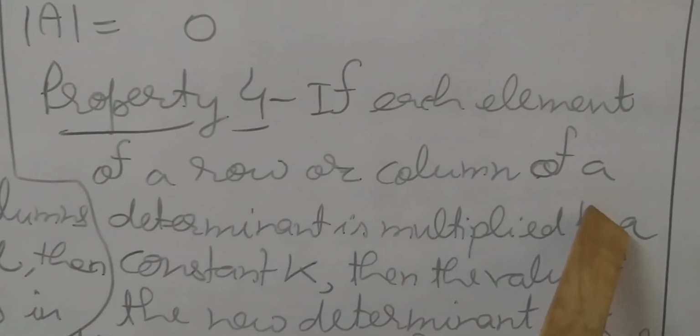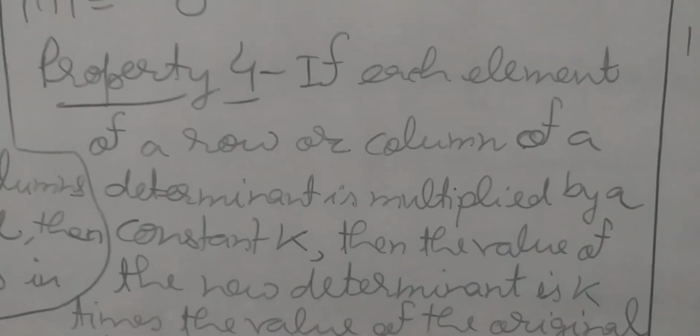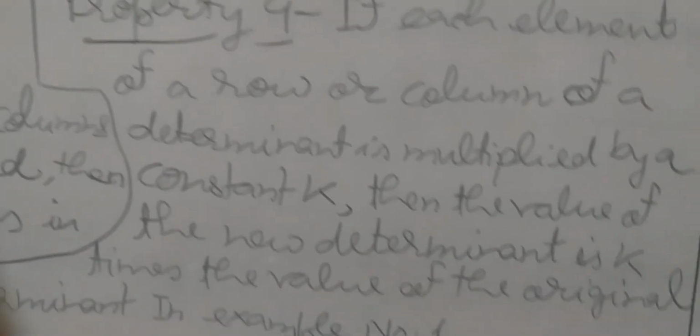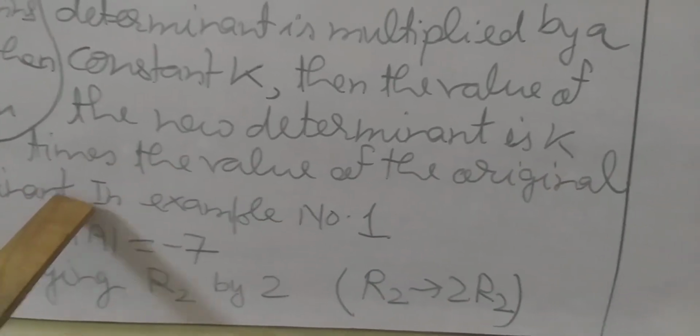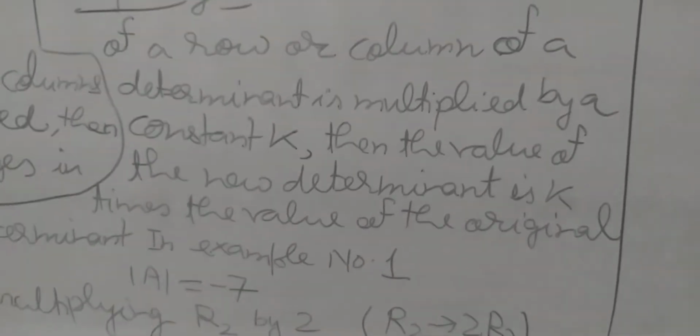Now students, next property, property 4. If each element of a row or column of a determinant is multiplied by a constant k, then the value of the new determinant is k times the value of the original determinant.